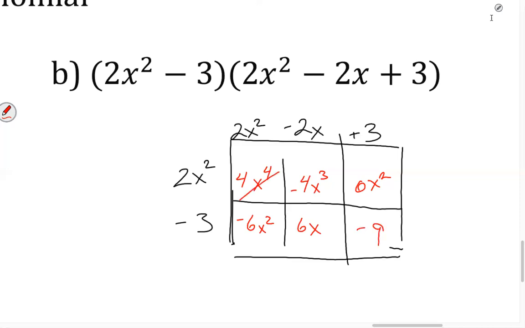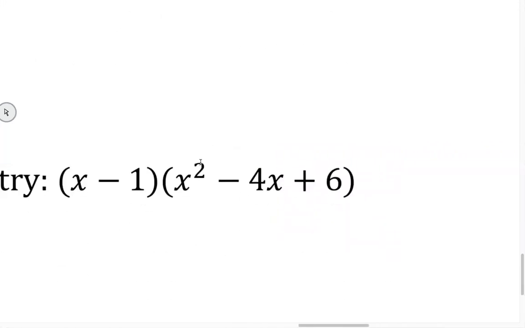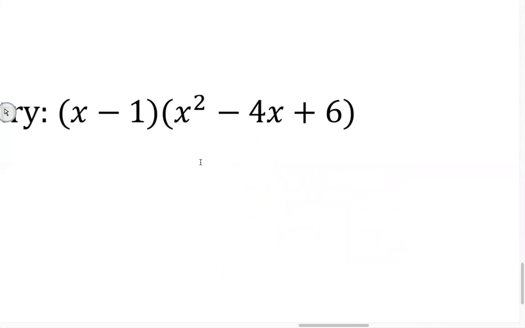So we can see 4x to the fourth. But now notice negative 4x cubed and negative 6x squared, they're not like terms, but it's still easy for me to say that I have negative 4x cubed. Now I have negative 6x squared and 6x squared, they cancel. Plus 6x and minus 9. Now I'm going to quit while I'm ahead before my board goes completely haywire. So what I want you guys to do is answer the you try. I'll put up the answer, and you compare your work to the answer.